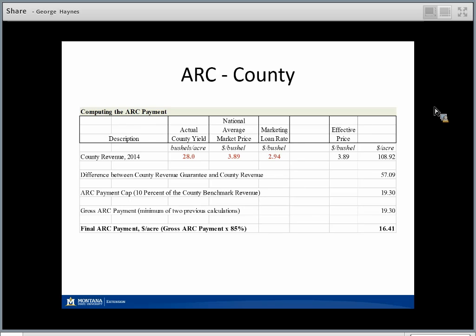Well, the problem with that is that, as I told you before, you could only use up to 10% of the county benchmark, which is $193 and some change. So the most you're going to get out of this thing is $19.30.